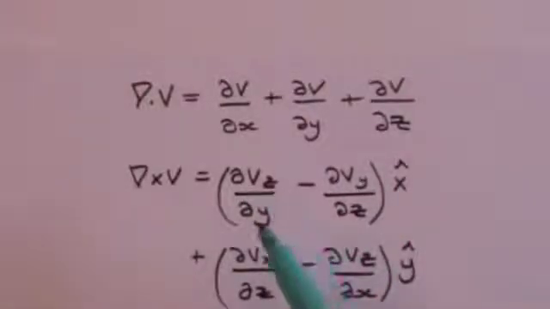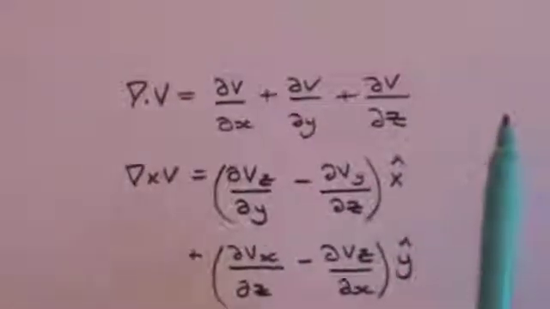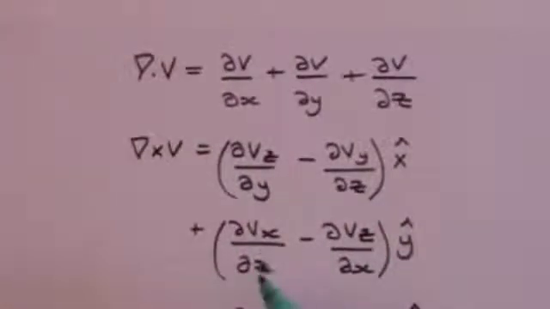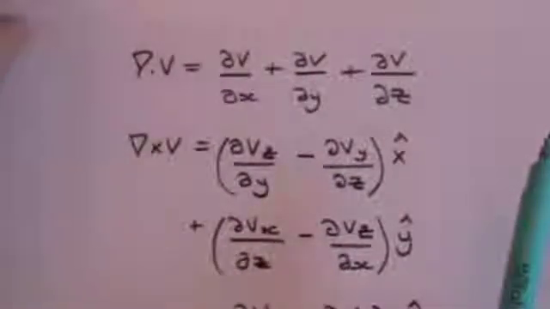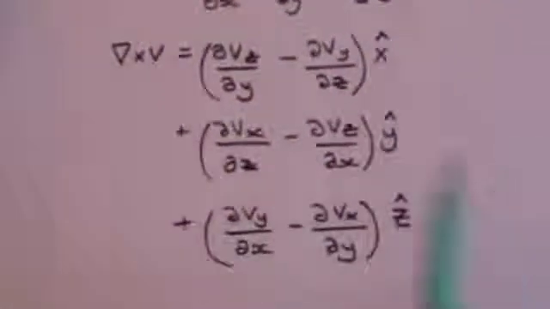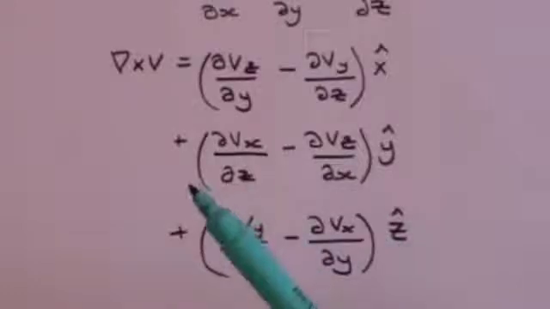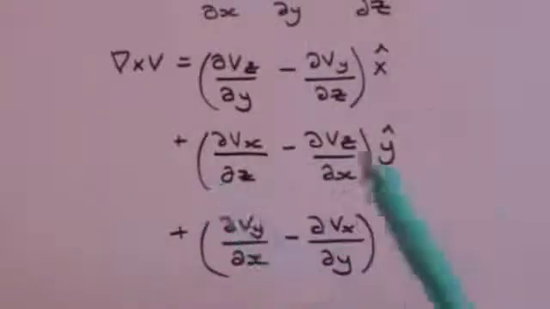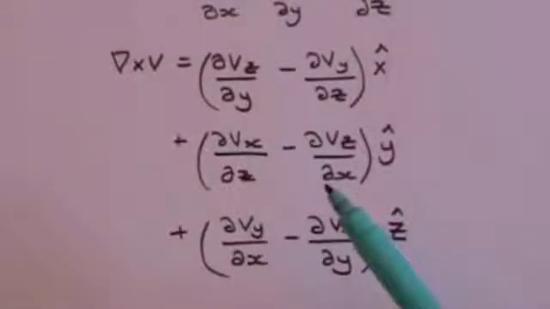It's dvz by dy minus dvy by dz in the x direction, plus dvx by dz minus dvz by dx in the y direction, plus dvy by dx minus dvx by dy in the z direction. Don't expect you to remember that. That's just what the cross product of the del term with the vector v becomes. And believe it or not, we shall be using this later on.